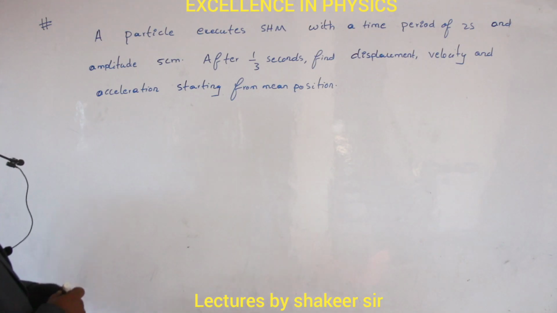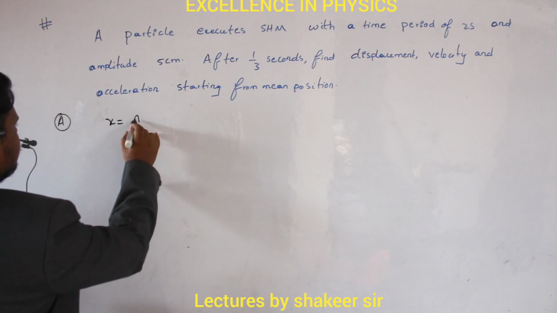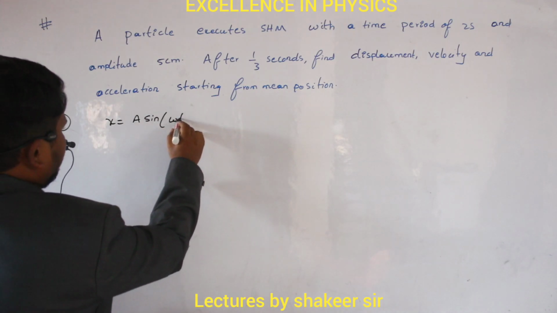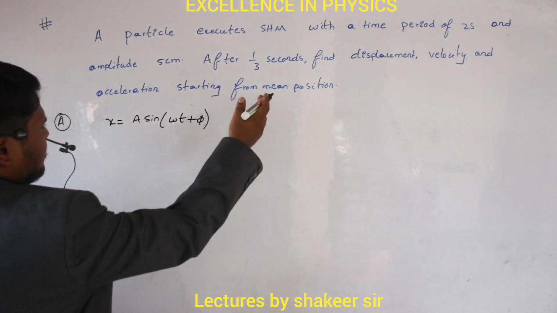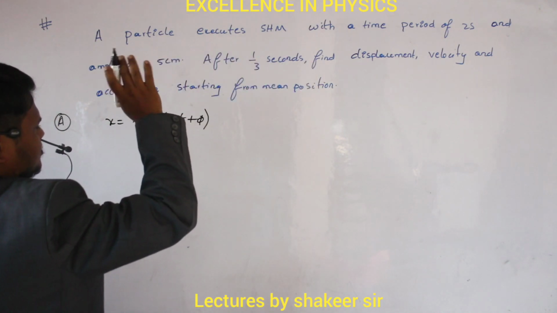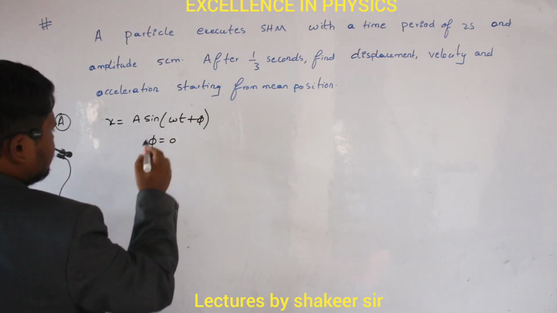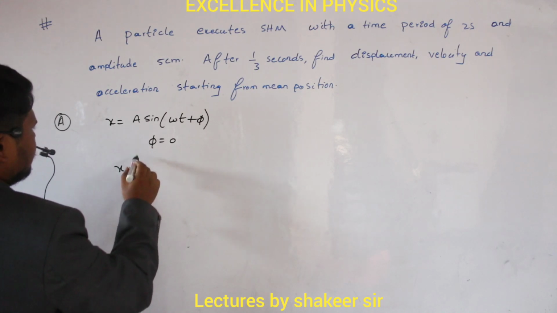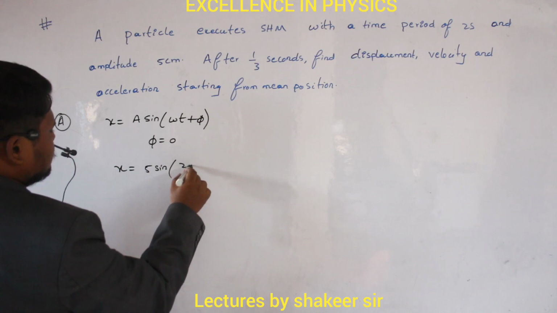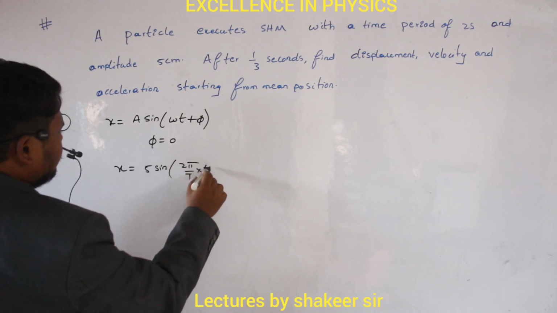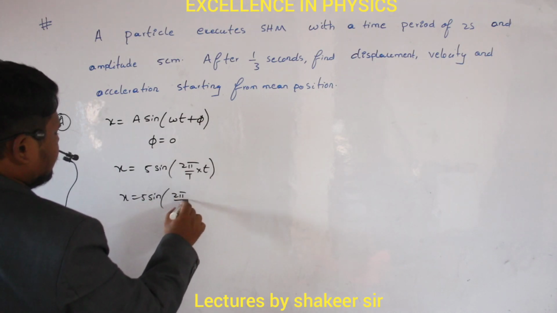So how can I write the equation of this one? I can write x is equal to A sin(ωt + φ). Actually, this is the equation of simple harmonic motion. And he is saying that the particle is starting from the mean position, and let us assume that it is traveling towards the positive x-axis. Therefore, I will write φ to be 0. So x is equal to, amplitude is already given as 5, sin, omega can be written as 2π by capital T into t. So x is equal to 5 sin(2π by T, the time period is given as 2 seconds).